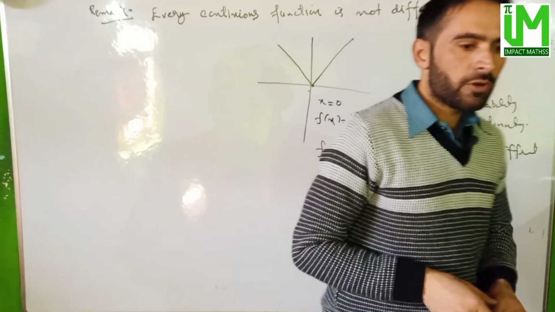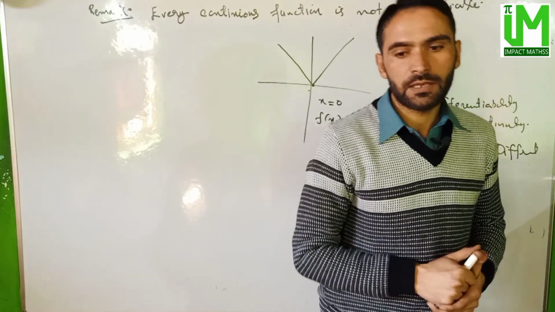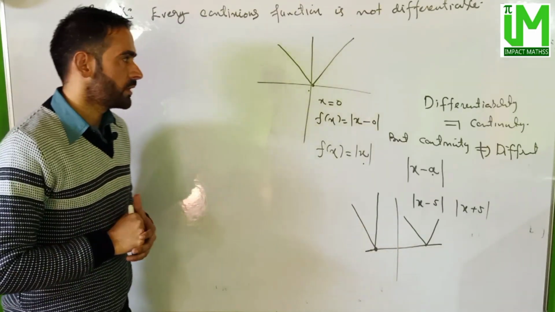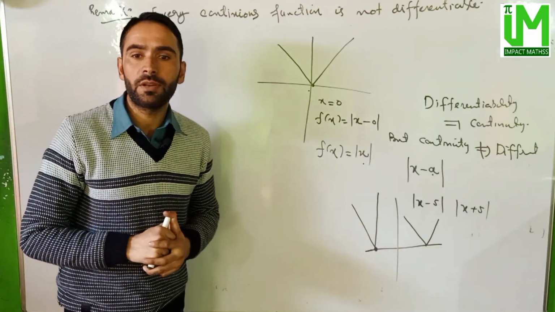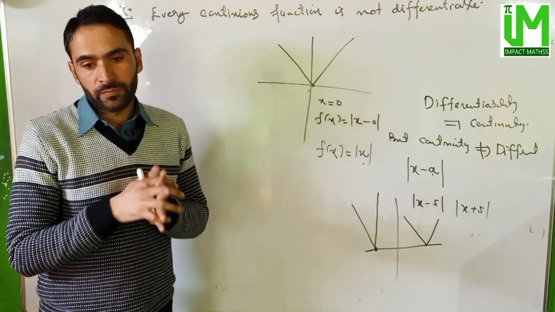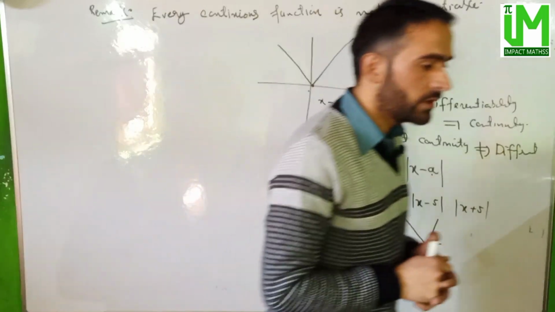The function f of x is equal to mod x is not differentiable at x is equal to 0. Okay? Where f of x is equal to mod x is not differentiable at x is equal to 0.